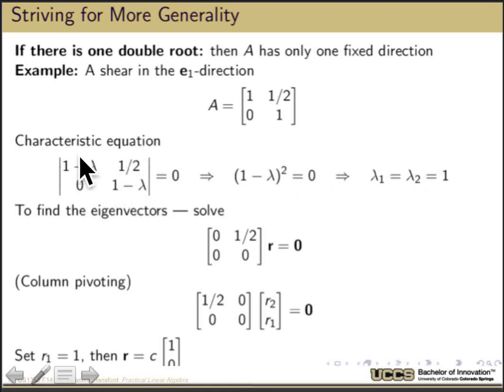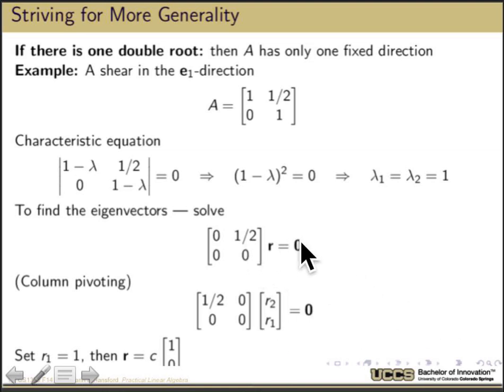We're going to put in lambda equals 1 on our diagonal, and we're going to try and find the eigenvectors. So we're going to get 0, 1/2, 0, 0. We have to column pivot to be able to solve this. And then we'll see that if we set R1 equals 1, then the overall vector will be equal to C times 1, 0. The last column just disappears. Sorry about that cut off there.